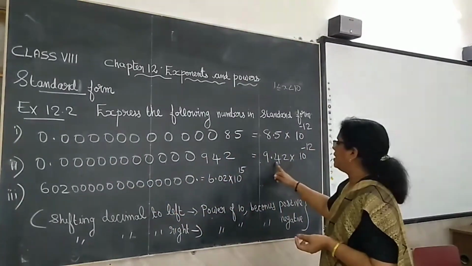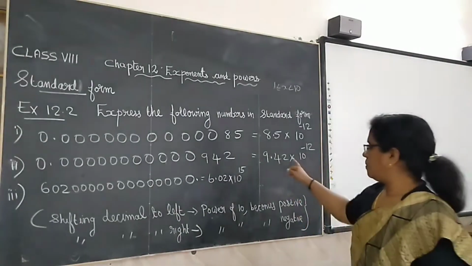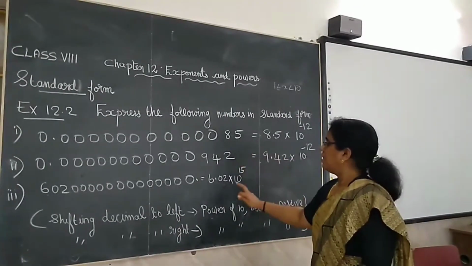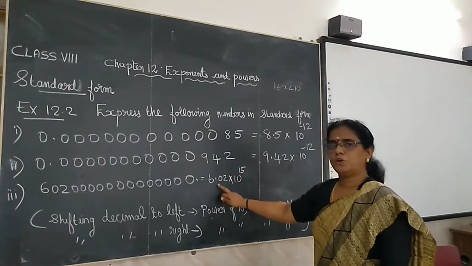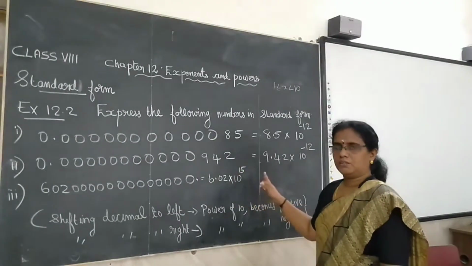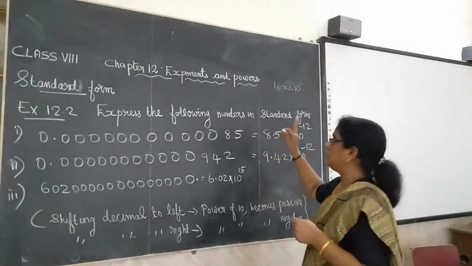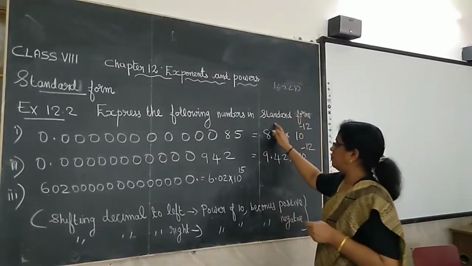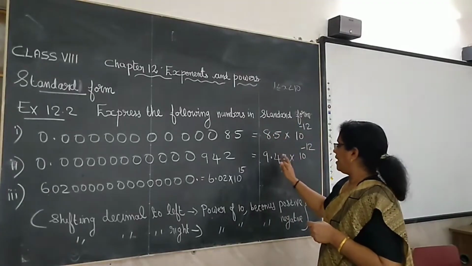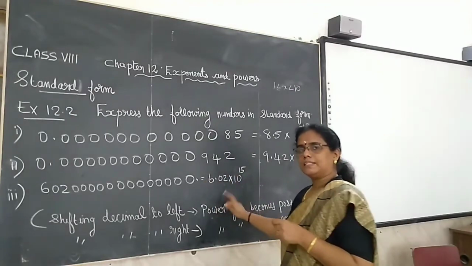Therefore the answer becomes 9.42 multiplied by 10 raised to minus 12 for this question, and here it is 6.02 multiplied by 10 raised to 50. Here all these questions satisfy the condition for standard form. First one should be less than 10. 8.5 is less than 10, 9.42 is less than 10, and 6.02 is less than 10.